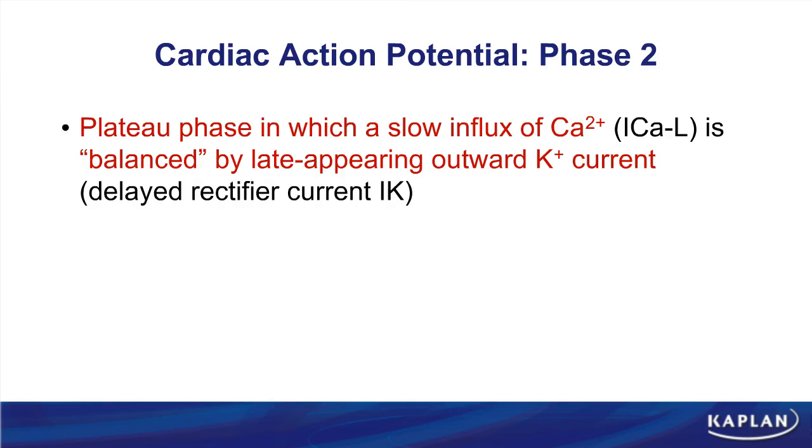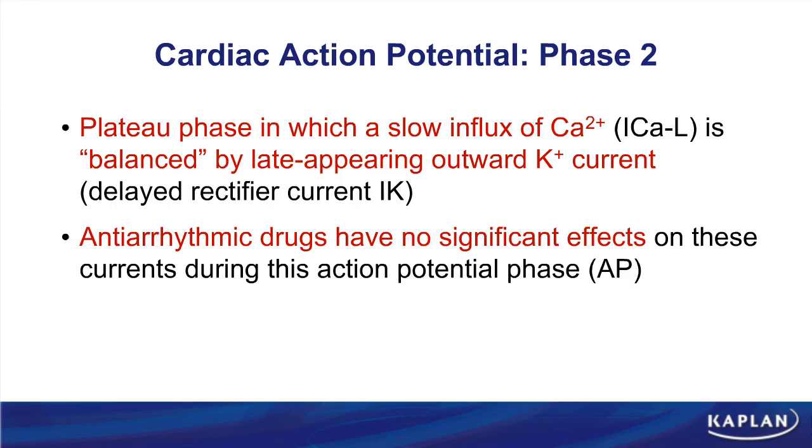Phase 2 is known as the plateau phase. You have a slow influx of calcium, which is balanced by your late appearing outward potassium currents. Importantly, antiarrhythmic drugs have no significant effect on these currents. You'll notice in the previous diagram, we didn't discuss action of drugs on phase 2.